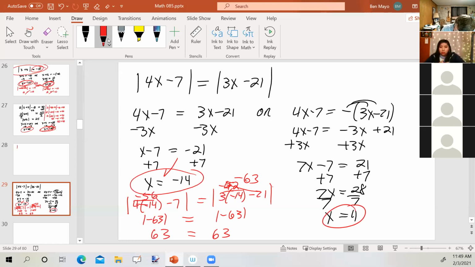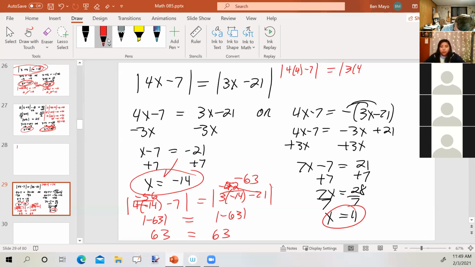Let's see if I can do that up here. We'll get the absolute value of 4 times 4 minus 7 equals the absolute value of 3 times 4 minus 21. 4 times 4 is 16. 16 minus 7 is 9. The absolute value of 9 is 9. 3 times 4 is 12. 12 minus 21 is -9. The absolute value of -9 is 9. And it works, and I managed to shove it into that corner there.